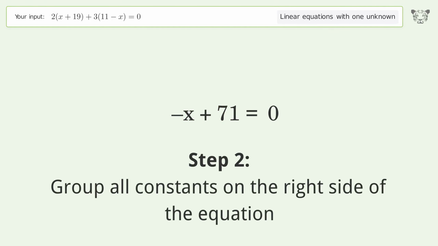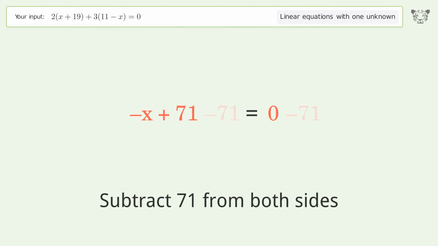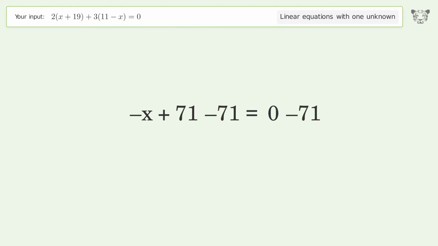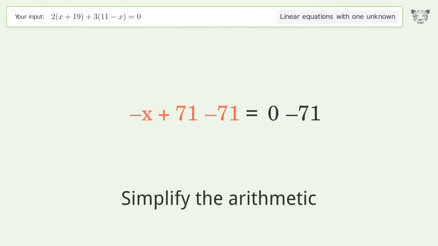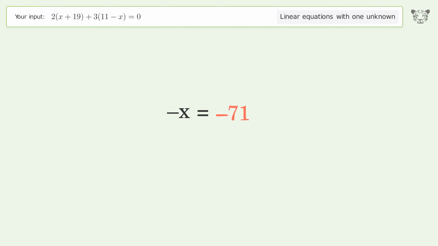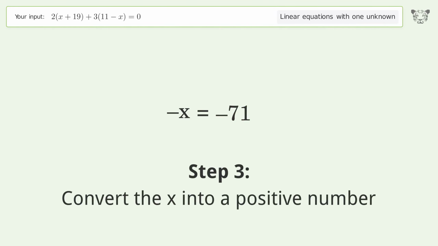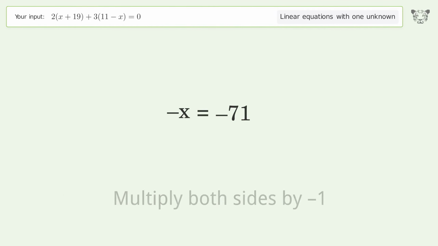Subtract 71 from both sides. Simplify the arithmetic. Convert the x into a positive number. Multiply both sides by -1.